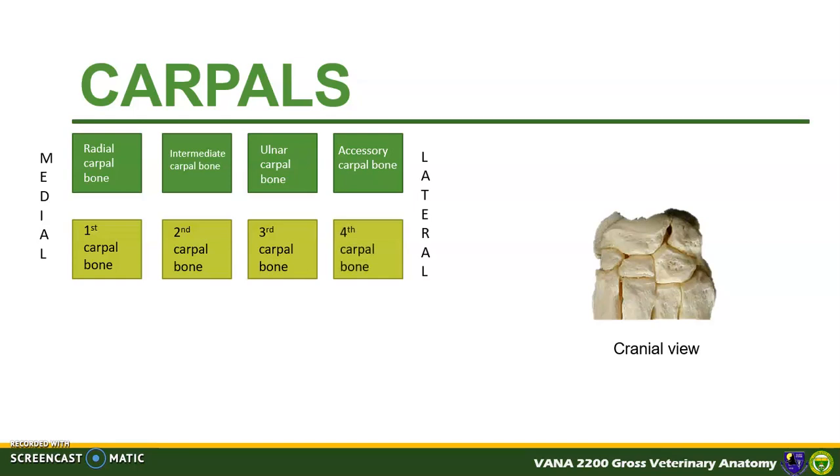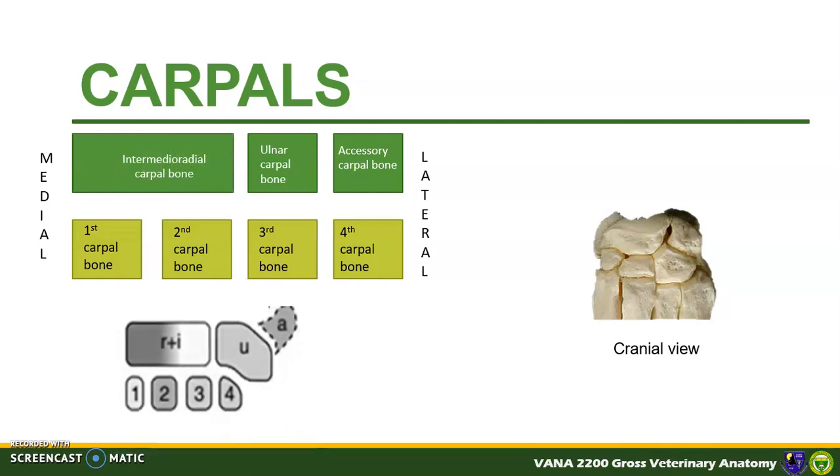This is the general arrangement of the carpal bones. However, in dogs, there is a modification. The radial carpal bone and the intermediate carpal bone fuse, forming the intermedio-radial carpal bone. Schematically, here is the arrangement of the carpal bones of dogs.